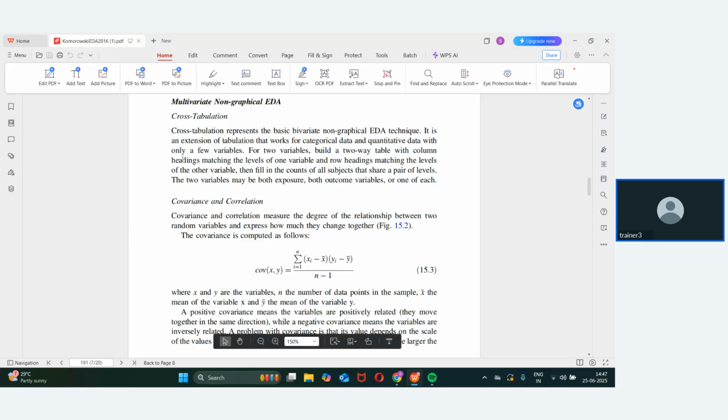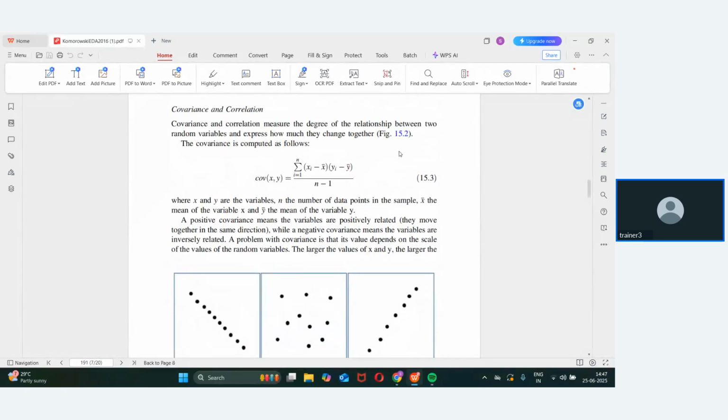Going to cross tabulation, what does it represent? It represents the basic bivariate non-graphical EDA. It is just an extension for categorical and quantitative data with two variables. For two variables, build a two-way table with columns. Guys, don't worry, we need not have in-depth knowledge about this. You just have a look at them, that's it.